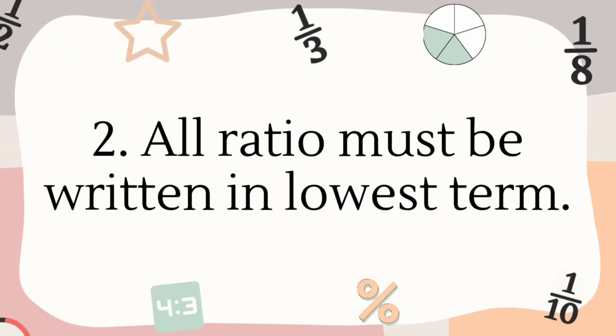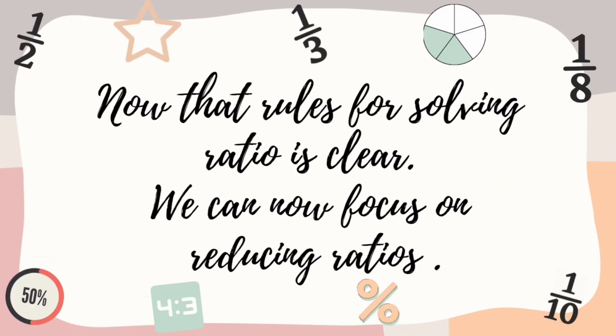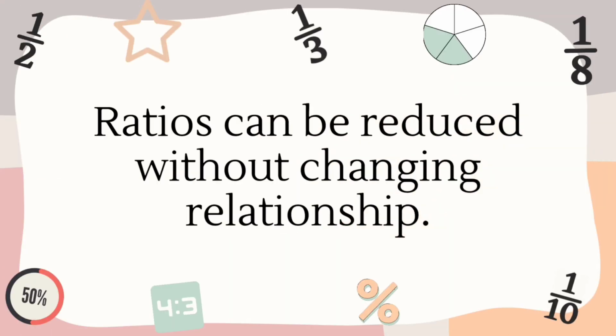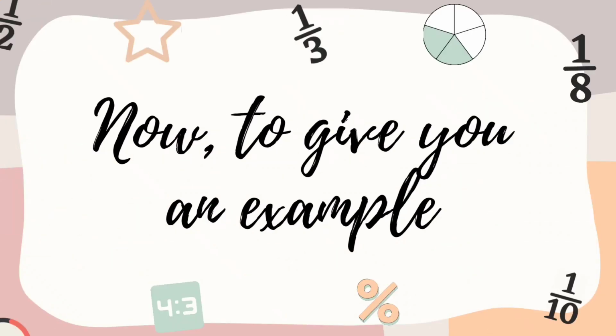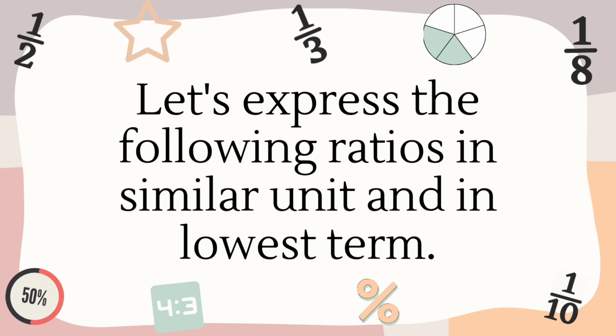Number 2. All ratios must be written in the lowest terms. Now that the rules for solving ratio problems are clear, we can focus on reducing ratios. Ratios can be reduced without changing the relationship. Now, to give you an example, let's express the following ratios in similar units and in lowest terms.